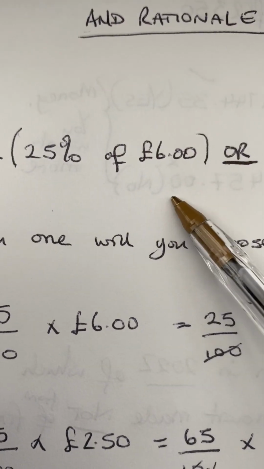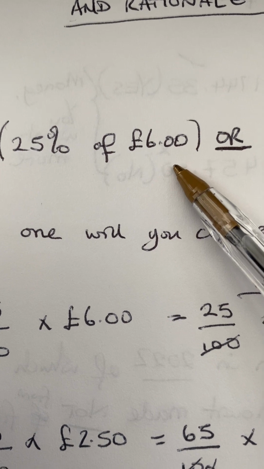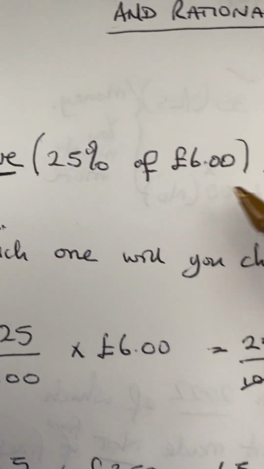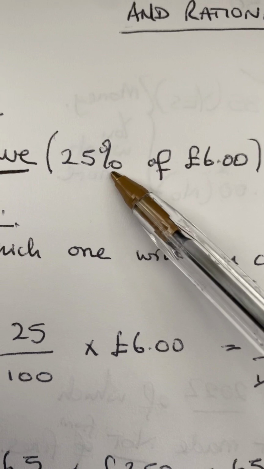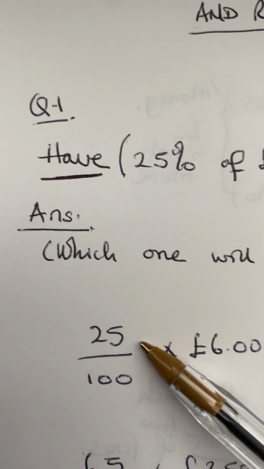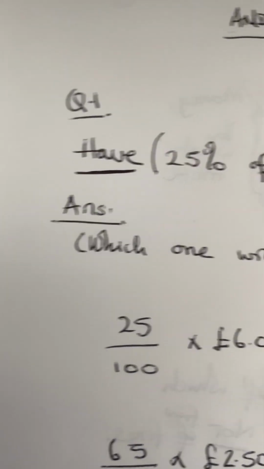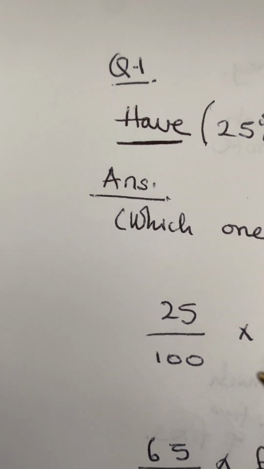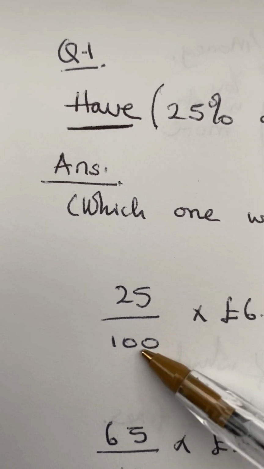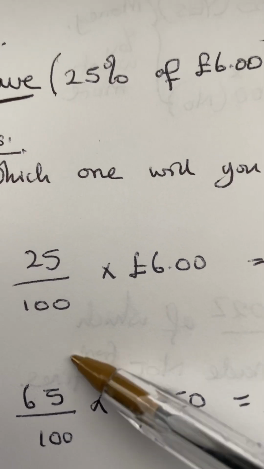You can calculate this straight away because 50% of £6 will be £3, and then half of that will be £1.50. But assuming you can do that, then we know from previous lessons that 25% is 25 over 100, and then we have £6. You can choose straight away to say how many 25s do you have in 25? 1. Or how many 25s do you have in 100? 4. And then divide £6 by 4.